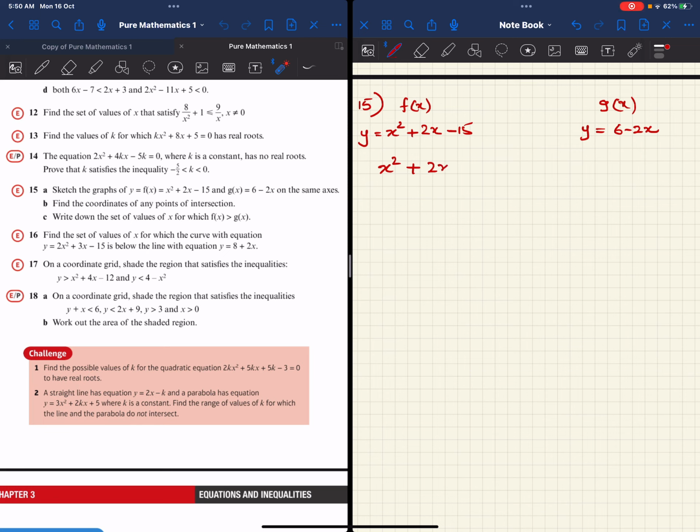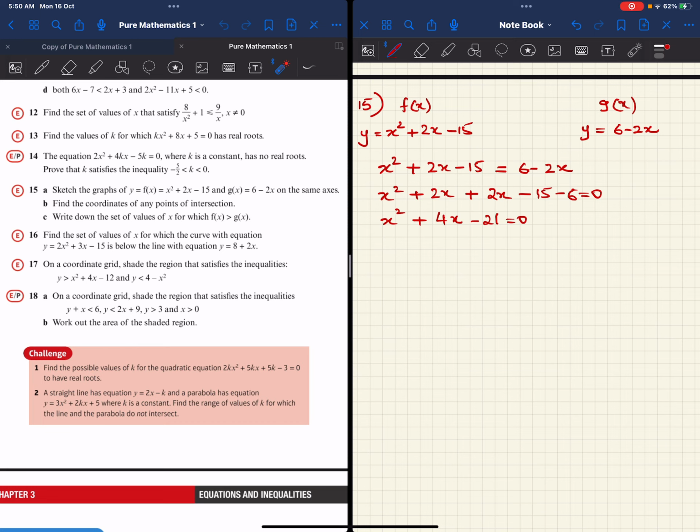x squared plus 2x minus 15 is equal to 6 minus 2x. So I have x squared plus 2x plus 2x. When this 2x goes to the left, it's negative, it becomes positive. And minus 15 minus 6 is equal to 0. That gives me x squared plus 4x minus 21 is equal to 0.